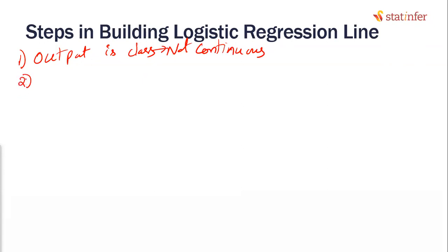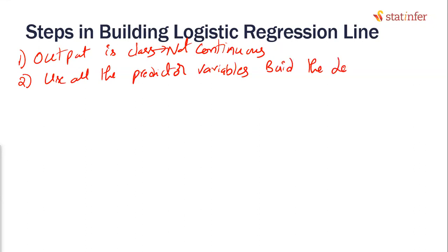As usual, we do not pick and choose the variables in the beginning. We use all the predictor variables. Do not pick and choose. Use all the predictor variables. Build your first model. Build the logistic regression line. Use all the predictor variables.